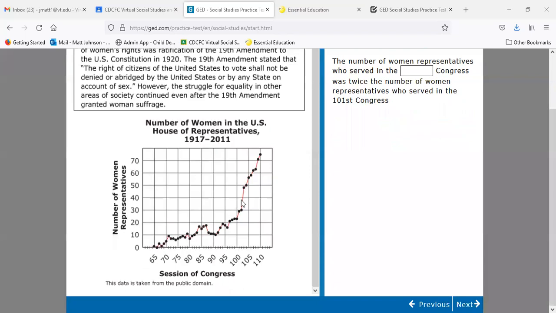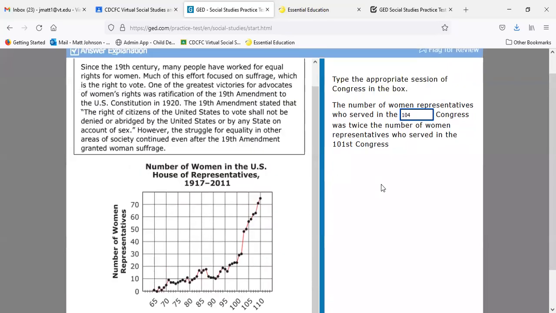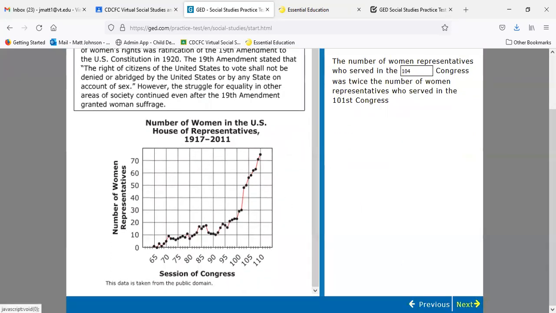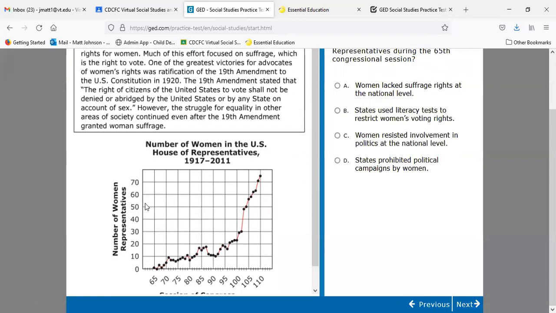That would be 49 to 50 in between. Yeah, so it's going to be, if we look at the graph, it's going to be 104. Okay, I think that's probably pretty close, either 104 or 105. So let's take a look here. All right, so we'll say 104, because the 101st session, I would say it's about 21 or 22. So it's got to be close to 50 here. We'll see how that goes. That's a little hard of a graph to look at.